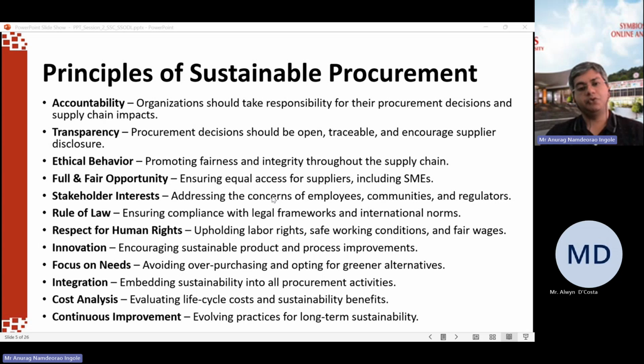Then rule of law. We have to follow compliance. We have to ensure that compliance with legal frameworks and international norms is there. Respect for human rights, upholding labor rights, safe working conditions, and fair wages. Then innovation, encouraging sustainable products and process improvements. So at the start of any product design, if it is following some sustainable product development process, that will encourage us to develop a sustainable procurement or a sustainable supply chain around that product development.